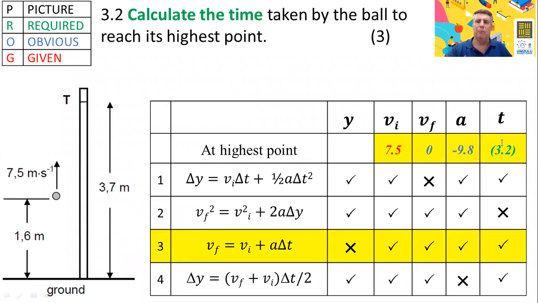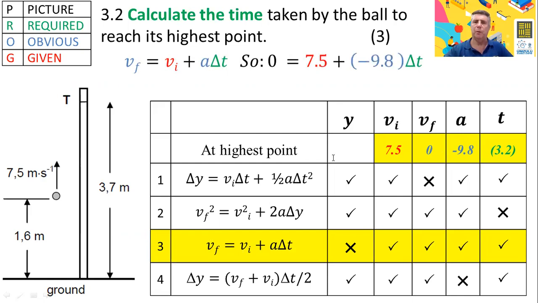3.2 is asking for the time taken to reach the highest point. We've shaded the variables we know about or are looking for. And once again, equation 3 comes to our help because it has ticks for all 4 of those variables. So it relates what is required, which is t, to what is given, which is vi, vf, and a. So we choose that equation, fill in the numbers. It's very simple. Final velocity is naught, initial velocity 7.5, gravity minus 9.8. Solve for delta t, and we get delta t is 0.765 seconds. Not too difficult for 3 marks.